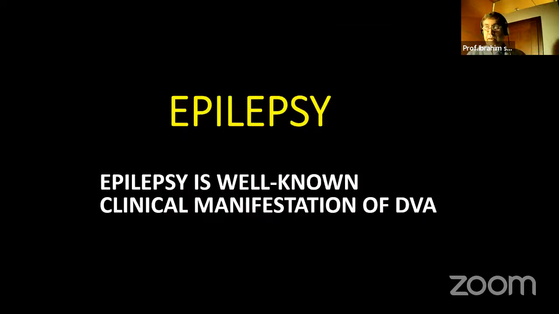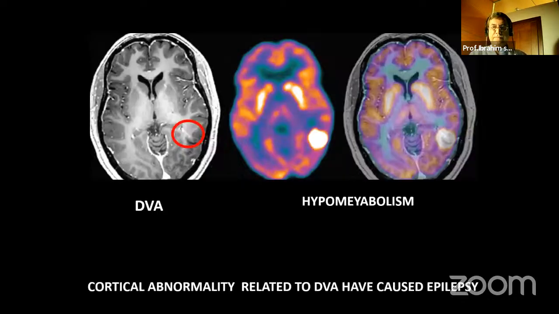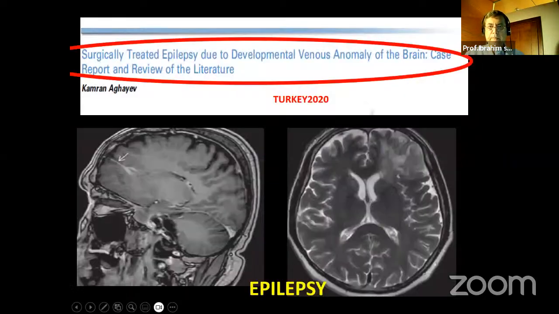They can present as epilepsy. It is a well-known clinical manifestation of isolated DVAs. So this is the DVA, and this is hypometabolism there, and this patient presented with epilepsy. Another paper from Turkey, 2020, frontal, which is epileptogenic, as you know, and the parenchymal changes in the frontal lobe causing epilepsy.